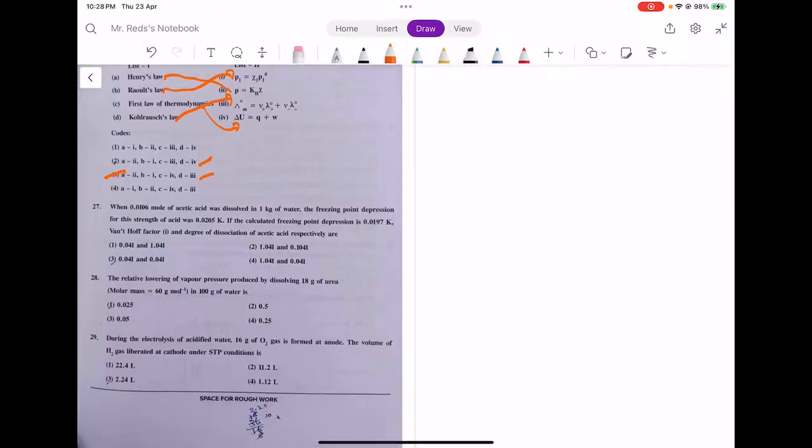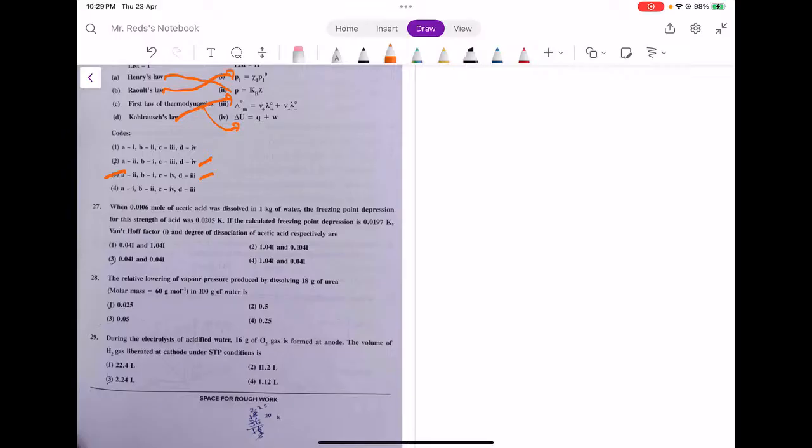Next, 27. When 0.0106 moles of acetic acid was dissolved in 1 kg of water, the freezing point depression for this strength of acid was 0.0205 Kelvin. If the calculated freezing point depression is 0.0197, find the van't Hoff factor i and degree of dissociation of acetic acid respectively.